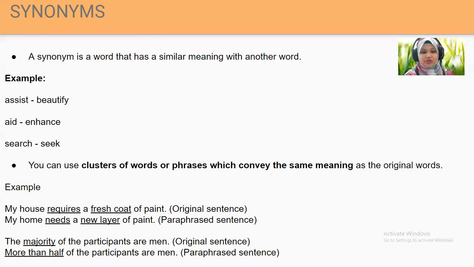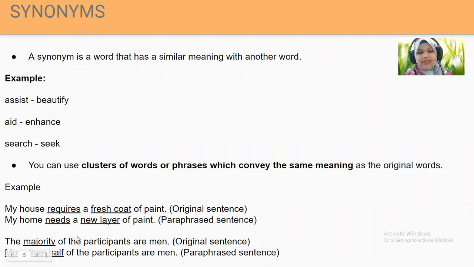So instead of using the verb requires and fresh coat, you change to my home. Instead of using house, you change to home. Requires, you change to needs. A new layer. The original sentence is fresh coat, a new layer of paint. This is the paraphrased sentence. As easy as that. My home needs a new layer of paint. Then it is a very well paraphrased sentence in a very simple way.